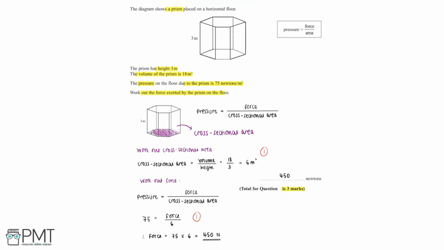And we get the third and final mark for saying that the force is equal to 75 multiplied by 6, which will leave us with a final answer of 450 newtons, allowing us to get the full 3 marks needed in this question.